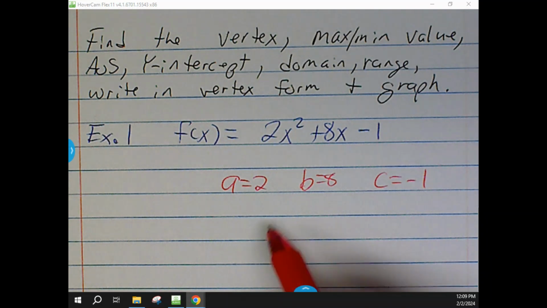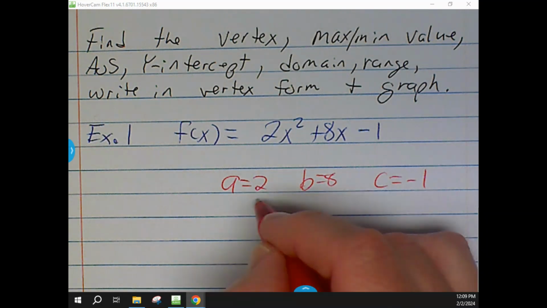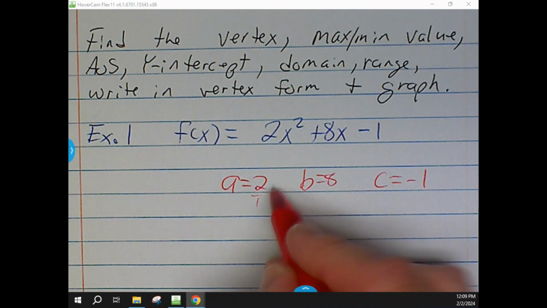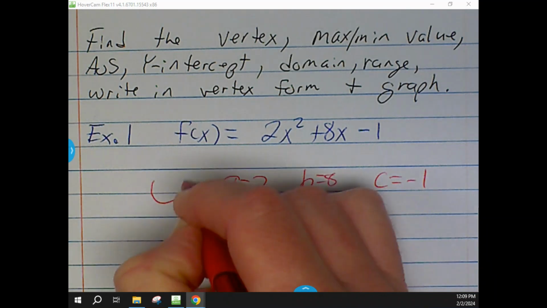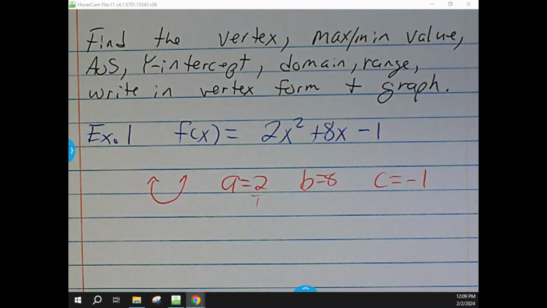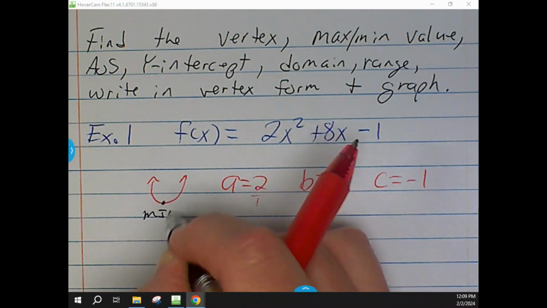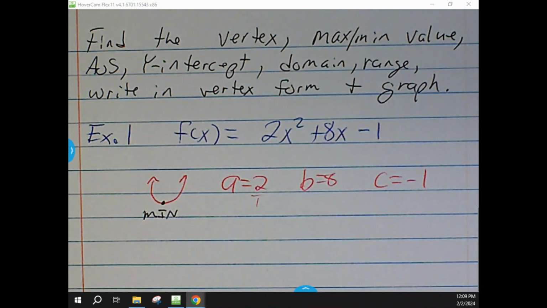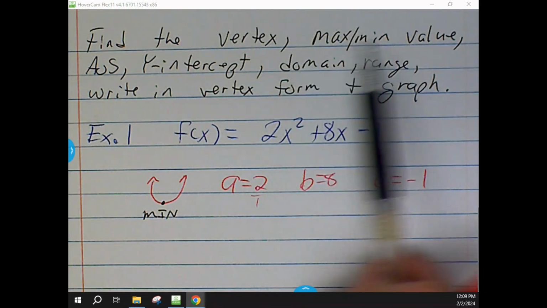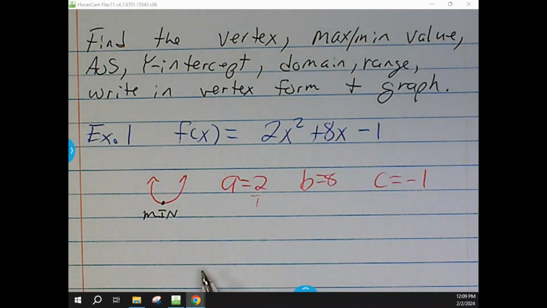The A value is positive. It's still like 2 over 1, right? So in that case, because this thing is positive, we know the graph has to look something like that. And if the graph looks like that, we know the vertex is at the bottom. We know it's got to be a minimum. Okay, so there's one of our answers right there. Whether it's a max or min, we've got that based on the A value. We know what the graph is going to look like.